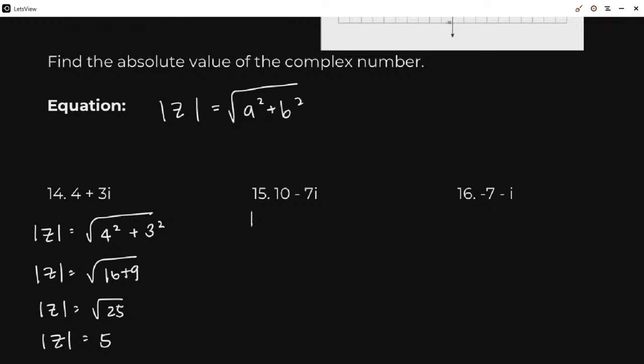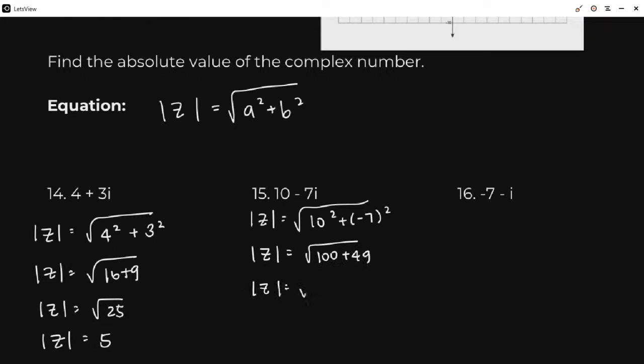Okay, next we have absolute value of z equals the square root of 10 squared plus negative 7 squared. So that's going to be 100 plus 49. So it's the square root of 149. And since that doesn't break down into other numbers, we can leave it like that.